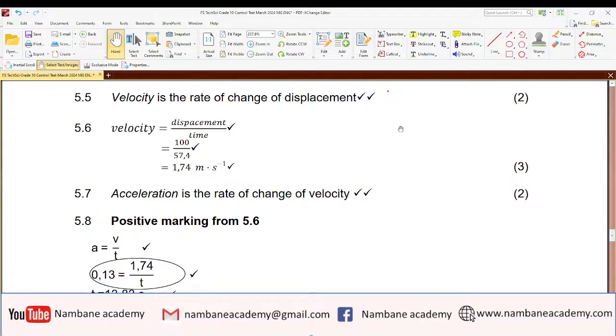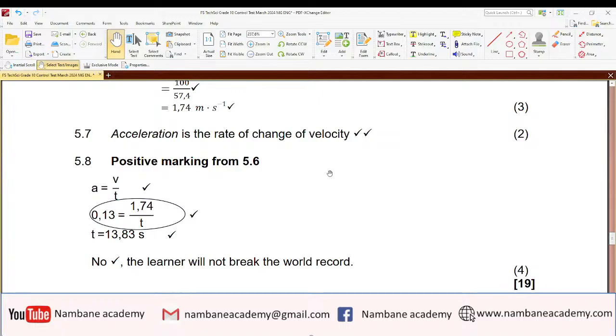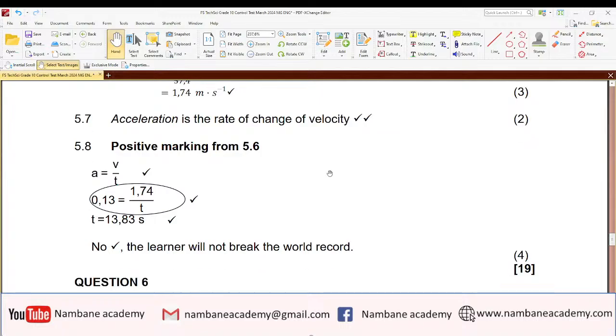5.7, define the term acceleration. Acceleration is the rate of change of velocity. It is also 2 or 0, ladies and gentlemen. Now at 5.8, the learner's average acceleration in 100-meter race is equal to 0,13 meters per second squared. Determine by calculation if the learner will break the current world record.